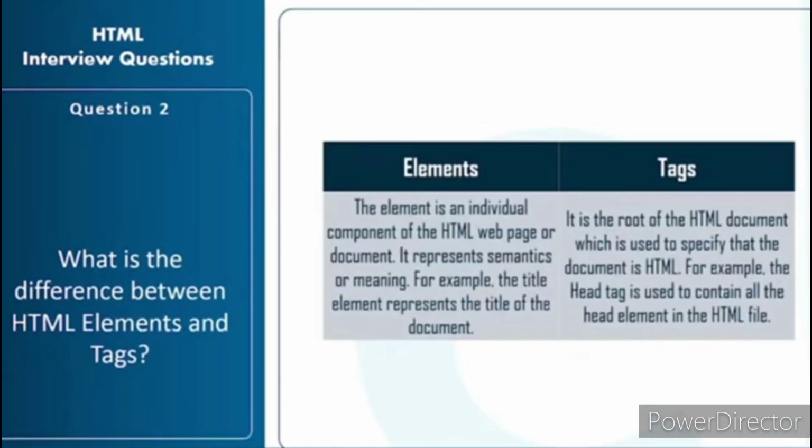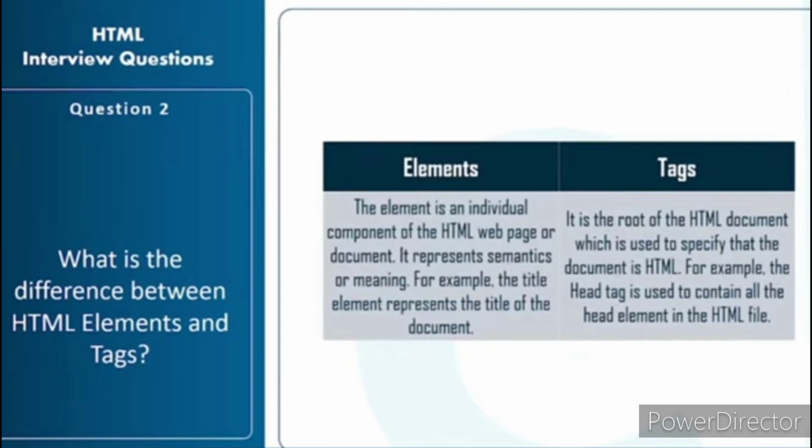And the next question is, what is the difference between HTML elements and tags? Elements. An element is an individual component of the HTML web page or document. It represents semantics or a message. For example, the title element represents the title of the document. Tags: the HTML tag is the root of the HTML document, which is used to specify that the document is HTML.